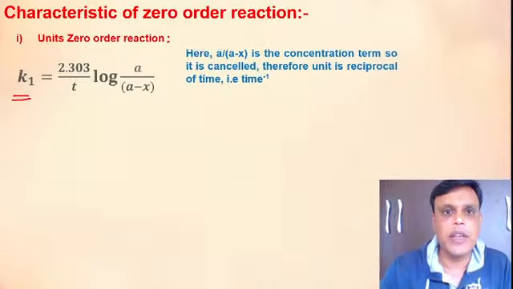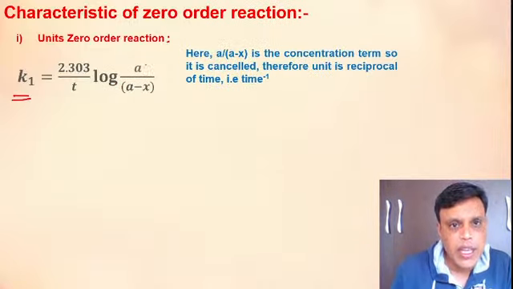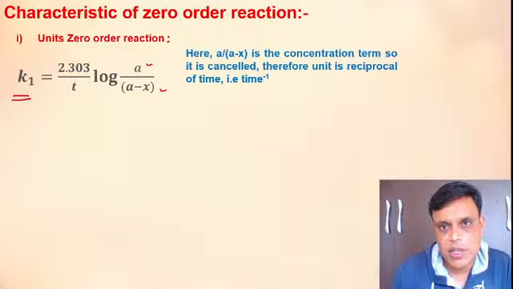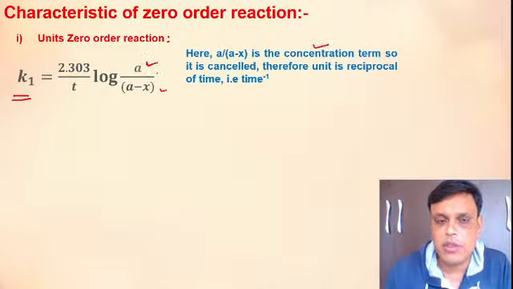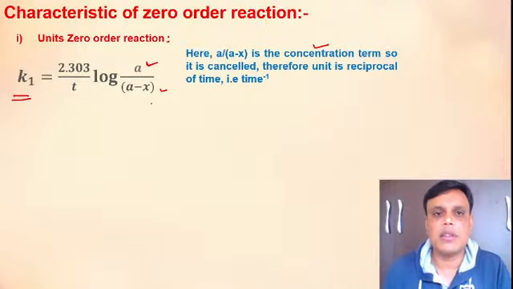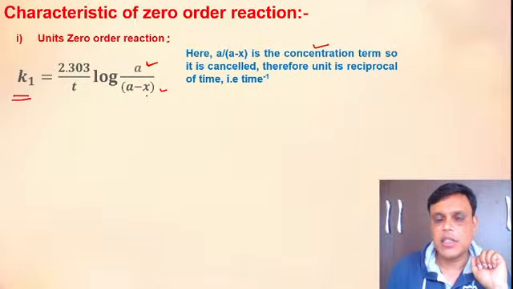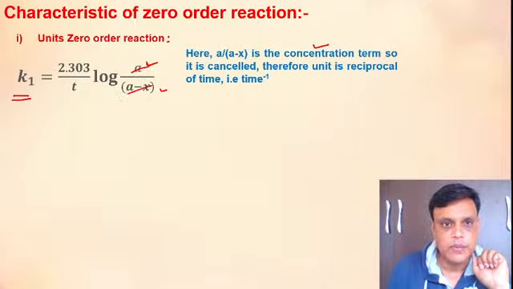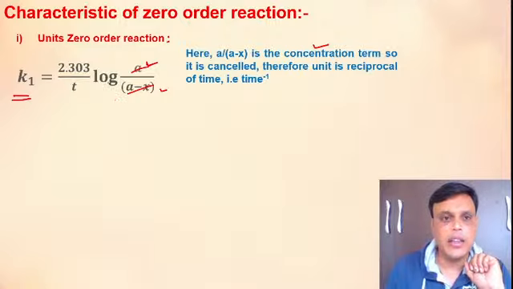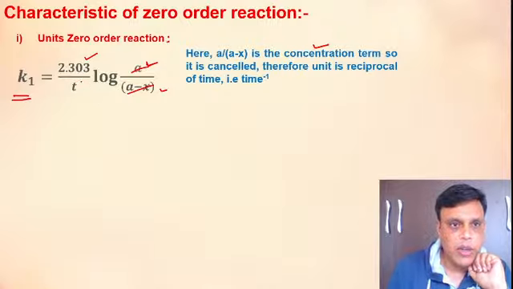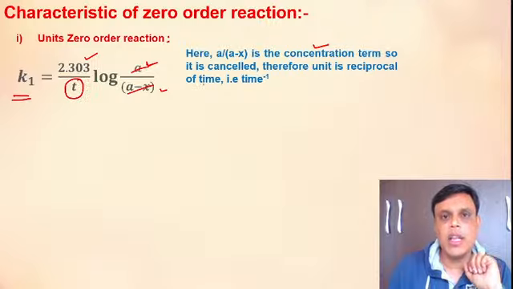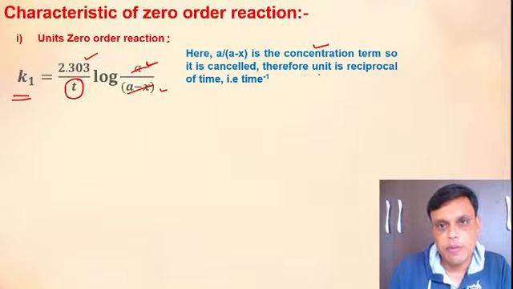Okay, so what we will do here? Here a and a minus x, these both are concentration terms, because a is the initial concentration and a minus x is the concentration of reactant remaining unreacted. So both are concentration terms. So this concentration term will get cancelled, it will be a constant. And here 2.303 is again constant. ठीक है, 2.303 क्या है? Constant है. So क्या बच गया? Only t inverse बच गया. So therefore the unit for first order reaction is reciprocal of time t, that is time inverse.